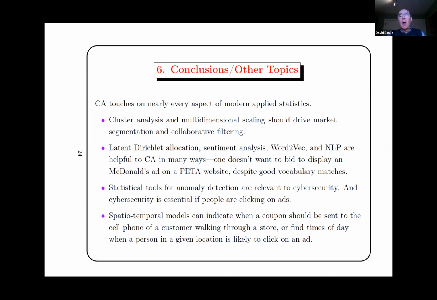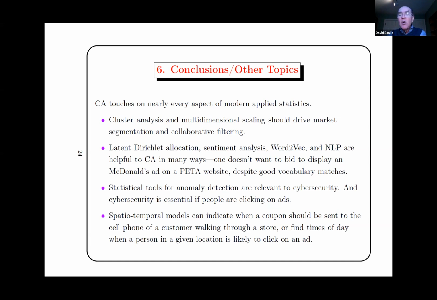Statistical tools for anomaly detection are relevant to lots of things, but cybersecurity is certainly one of them. And if you want an environment in which people are confident to click on an ad that you've displayed to them, you need to make sure that you've got good cybersecurity. You don't want people to find themselves clicking on an ad and getting exposed to some sort of phishing attempt or some other problem. There's a slang term called rickrolling, which refers to you click on a link and it takes you to something that's totally different. And that's a bad thing from the computational advertising business's standpoint.